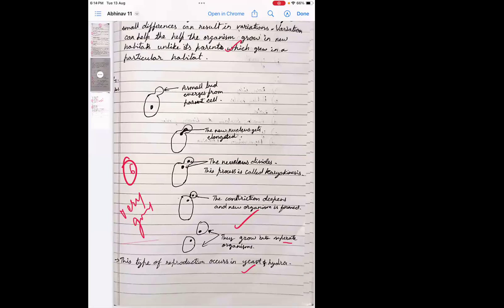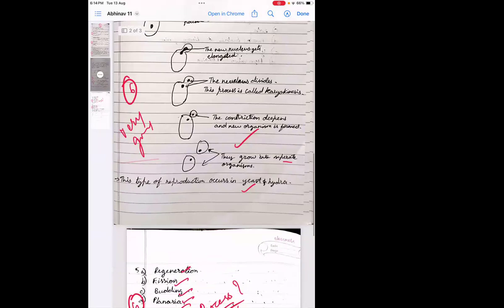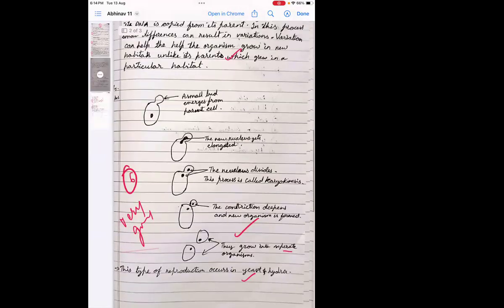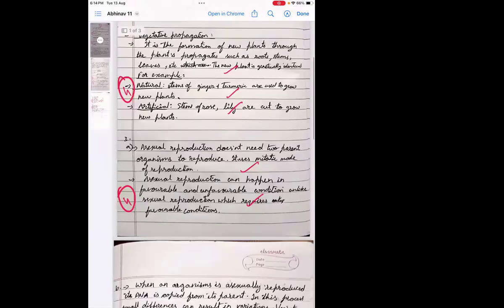See, first diagram, a small bud. Second diagram, the nucleus gets elongated. Third diagram, the nucleus divides, and this is karyokinesis. The fourth diagram is where the constriction appears. Then the last one is the daughter organism, right? So this should be the way. This was a very simple diagram, right? When you know how to draw it, rather than writing the paragraph, just draw it. The examiner, the evaluator who is going to check your copy, will be very happy with that. And I was very happy that he followed what was told to him. So this was a good part for him.